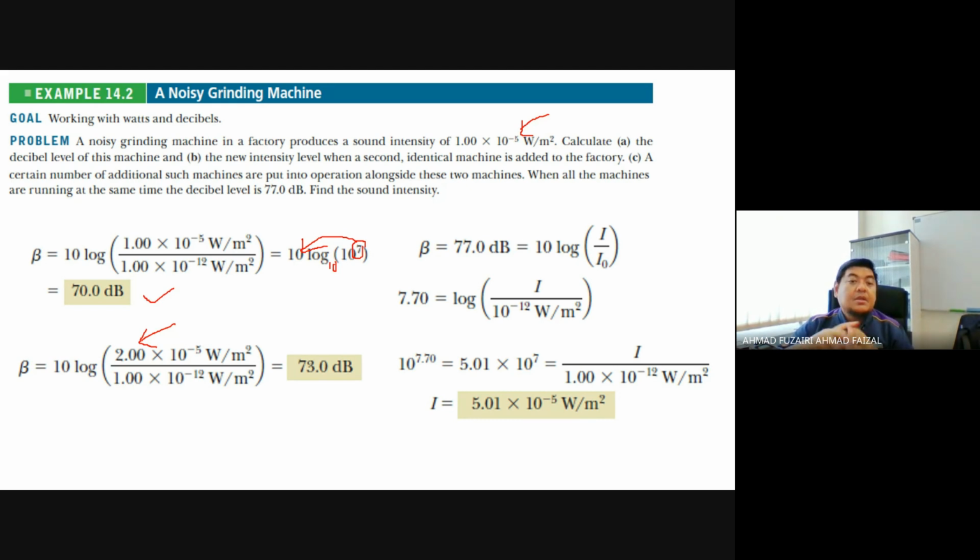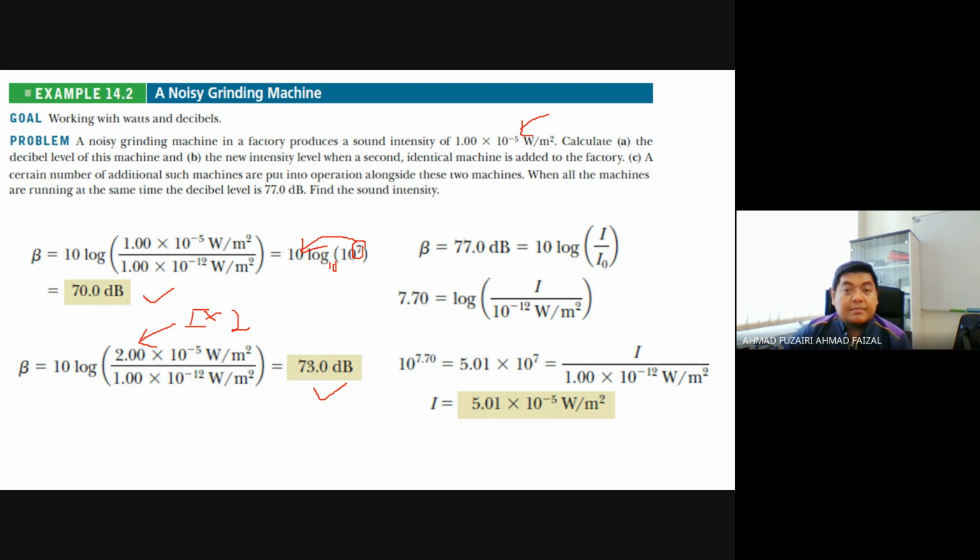identical machines. So you will get a higher intensity because the intensity has increased to 2 times 10 power of negative 5. How do I get 2? Because 1 times 10 power of negative 5 multiplied by 2. Remember this one is I, multiply by 2. So to get 2 times 10 power negative 5, and then you do the same thing you did here to find the 73 decibel.